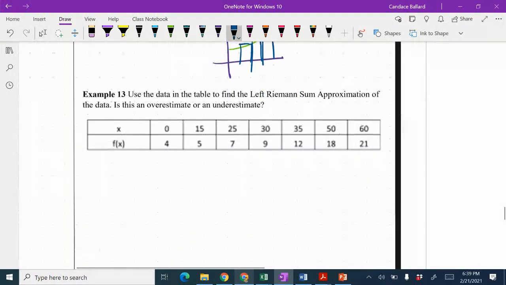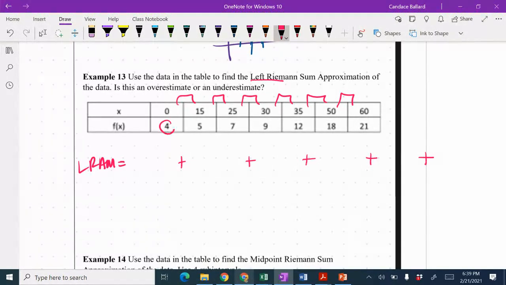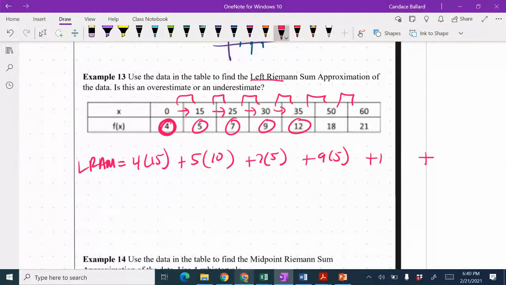We're going to do one more quick one in this video. We're going to do example 13. This time it says that we are going to do a left Riemann sum. So I've got to set up for an LRAM. And let's see, 1, 2, 3, 4, 5, 6 rectangles again. This time I'm going to start from this height because I've got to start from the left. So I've got a height of 4 and a distance of 15, a height of 5 and a distance of 10, a height of 7 and a distance of 5, a height of 9 and a distance of 5, a height of 12 and a distance of 15, a height of 18 and a distance of 10.